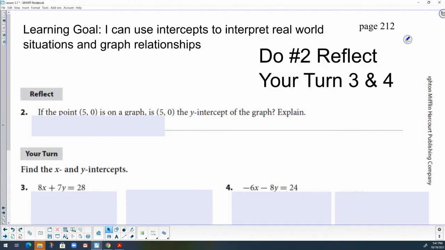Okay, so why don't you go ahead and pause the video and then do the reflect and then your turn 3 and 4.